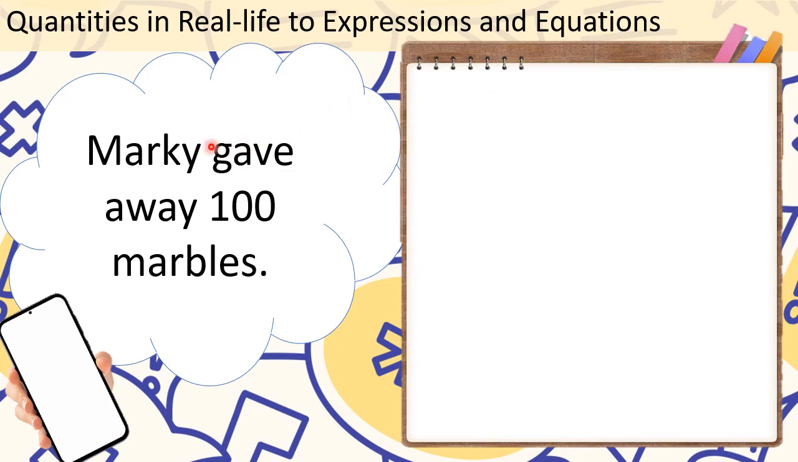Just say that I have this message and I want it to translate to expression or equation if possible. Okay, so let's say I want to say that Marky gave away 100 marbles. Ilang marbles ba meron si Marky? Ilang marbles ba meron siya? Of course, not 100. What we know in this sentence is Marky gave away. Nagbigay siya ng 100 marbles. Alam ba natin kung ilan yung marbles niya? Hindi.